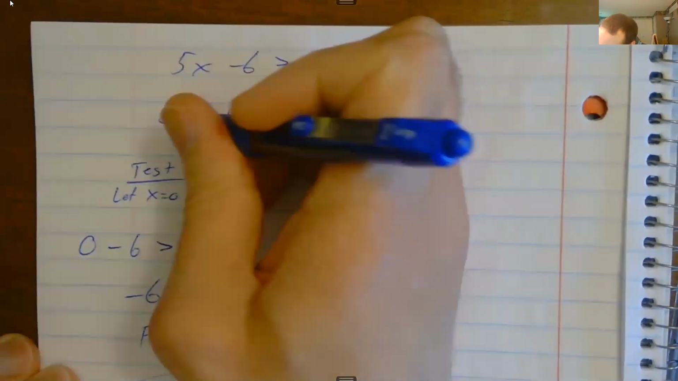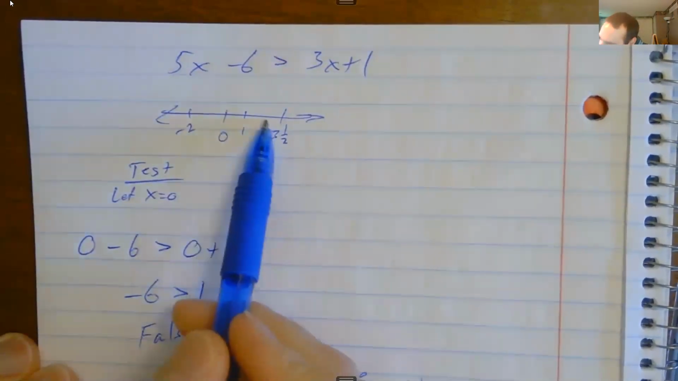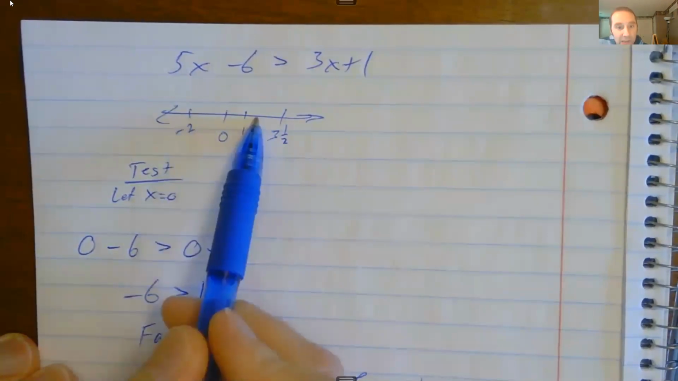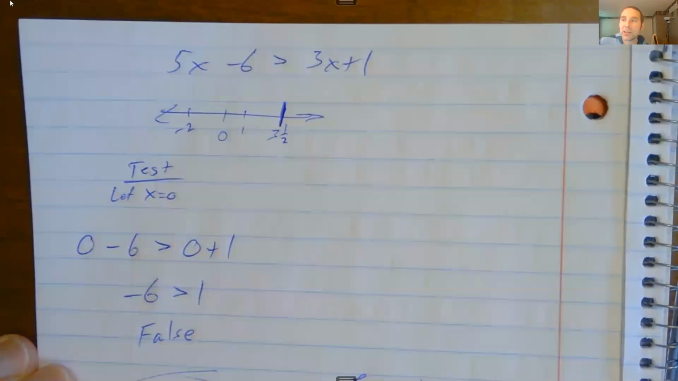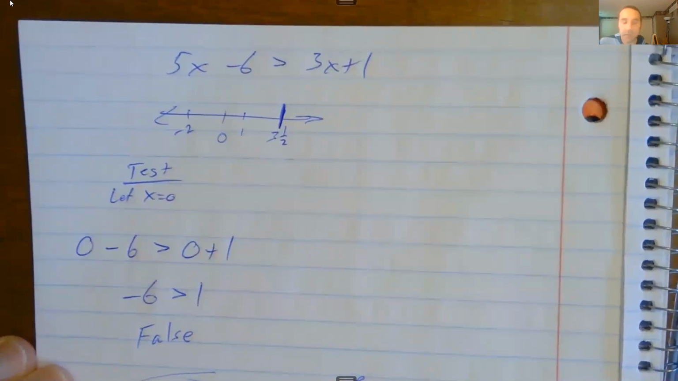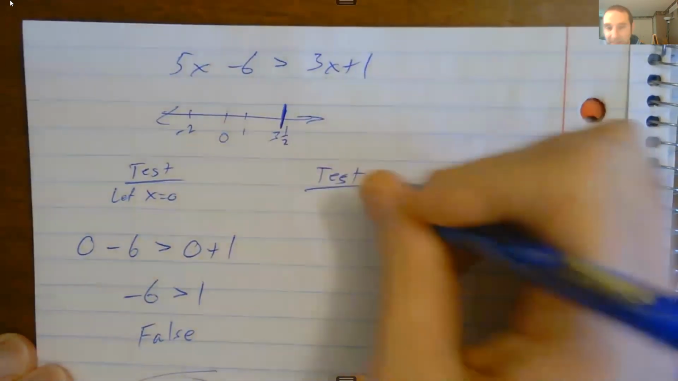And if I had tried, say, negative 2, I should have also gotten a false statement. Any x value on the number line to the left of this boundary point should have given me a false statement. Okay, all right, so we're going to try the other side just to make sure we didn't make any mistakes here.